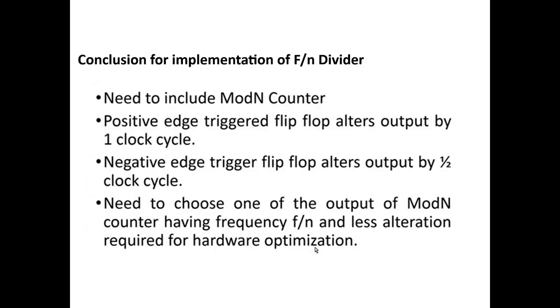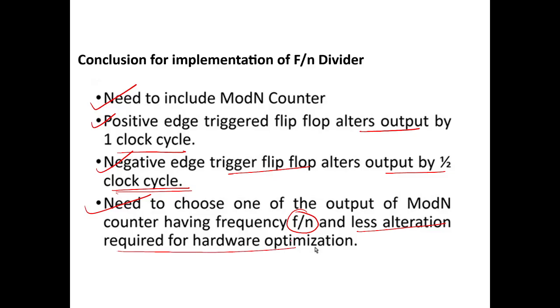So what is the conclusion? We need to include the mod counter. If it is a positive edge trigger D flip-flop, we can alter the output by how many clock cycles? One clock cycle. If it is a negative edge trigger D flip-flop, we can alter the output by half a clock cycle. We need to choose a mod counter having the frequency of F by n, and less alteration is required. That I explained now with hardware optimization. Alteration is required for hardware optimization.